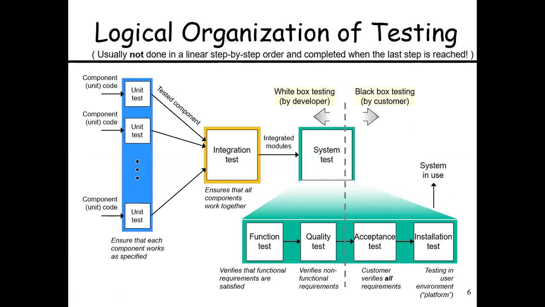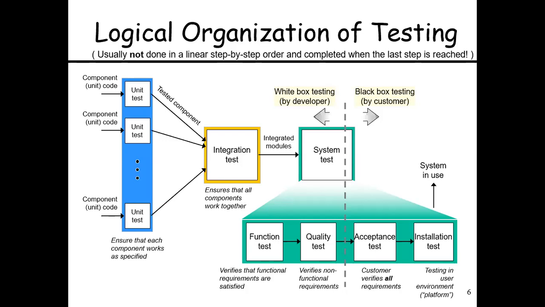So, the logical organization of testing. Here there's a disclaimer: it is usually not done in linear step-by-step order. Here we have the normal testing, which is unit testing, and then integration testing, which ensures that all components work together. The most basic element you have in your software is a unit, a component unit of code. A unit of code is basically like a line of code. Lines of code, lines of code.